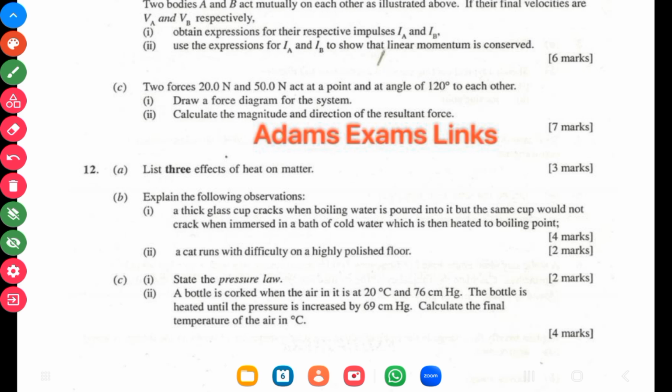And question 12C, state the pressure law. Then question 12C ii: a bottle is corked when the air in it is at 20 degrees Celsius and 76 centimeters of mercury. The bottle is heated until the pressure is increased by 69 centimeters of mercury. Calculate the final temperature of the air in degrees Celsius.